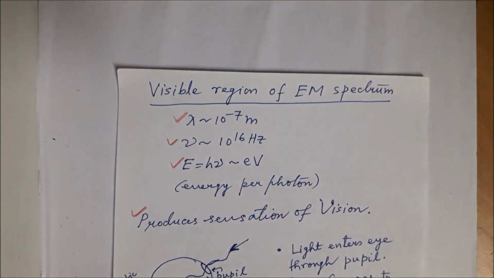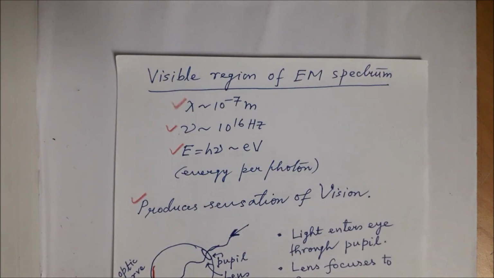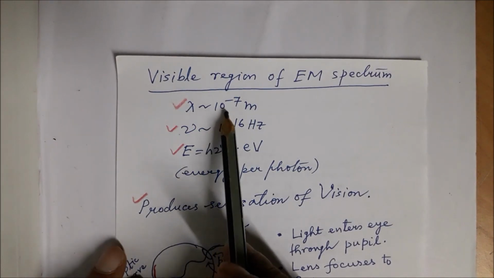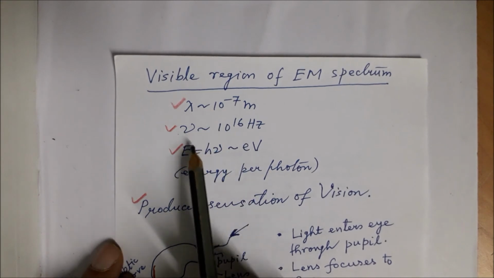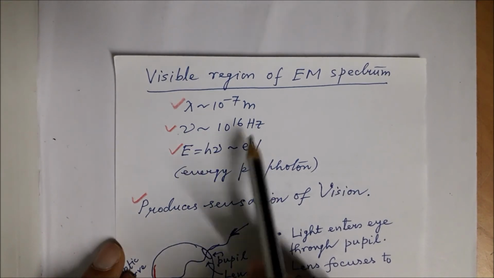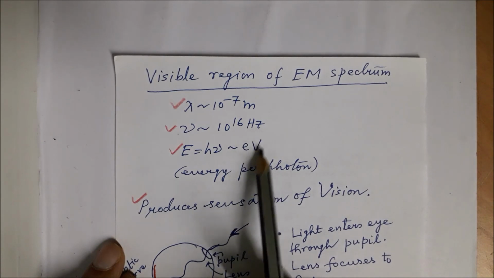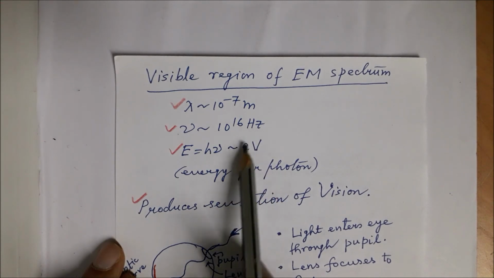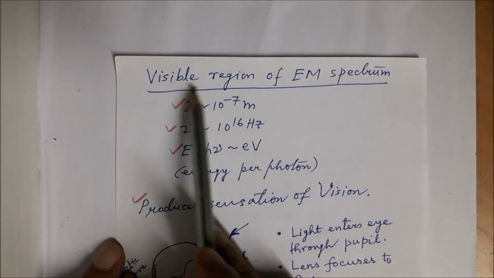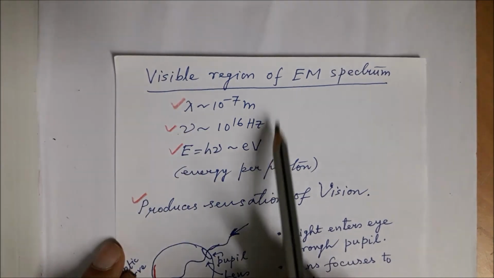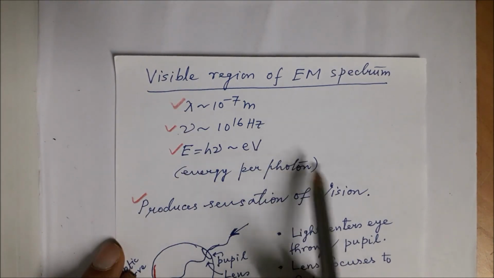Before ending this lecture, let me just re-emphasize that the visible region of the electromagnetic spectrum has wavelength of 10 to the power minus 7 meters and frequency of 10 to the power 16 hertz. This is the photon energy per photon. This is the energy in the case of visible light, and these data are extremely important and should be kept in mind.